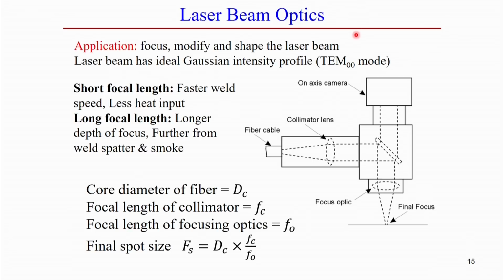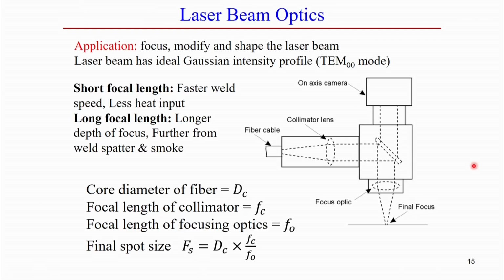Now, if we look at the figure, there is a collimator lens and a final focusing lens within the laser optics. The laser comes from the fiber cable, and when it comes out through the collimator lens, the laser rays become parallel. Then a second lens is mainly used to focus the laser beam on a specified position, giving the final focus. This is the typical laser optics we generally use in laser beam welding. In general, if the focal length is very short when focusing on the workpiece, the laser can be used at a faster weld speed. That is because when the laser is focused in a very small zone, the laser intensity increases.